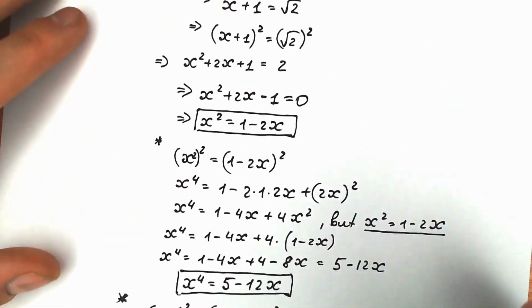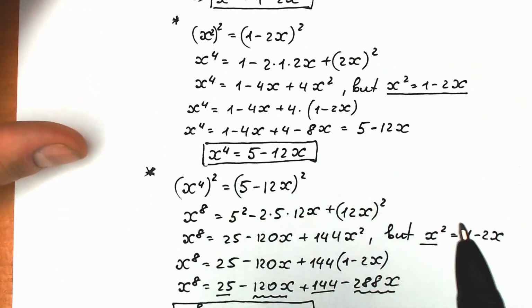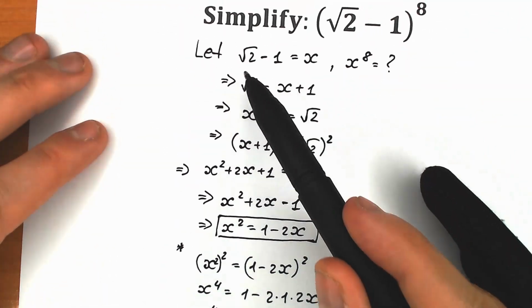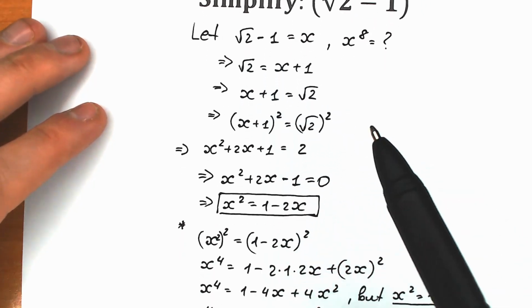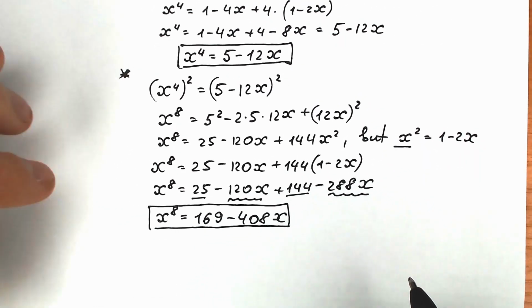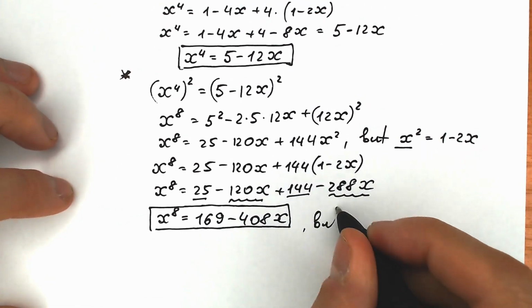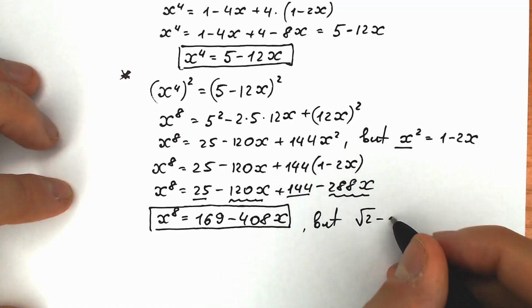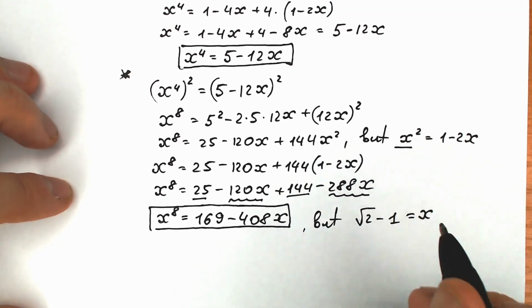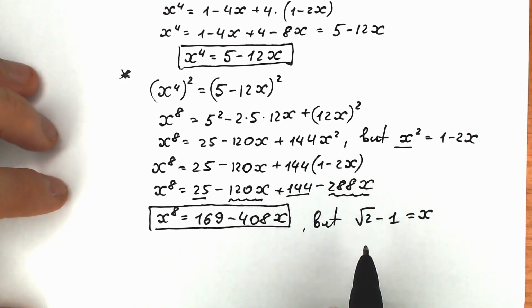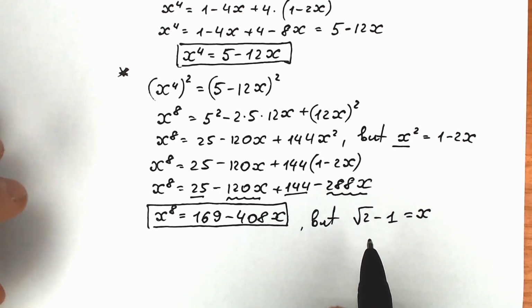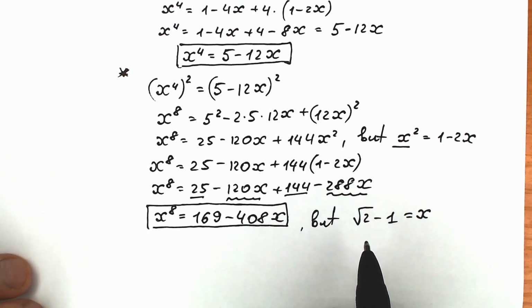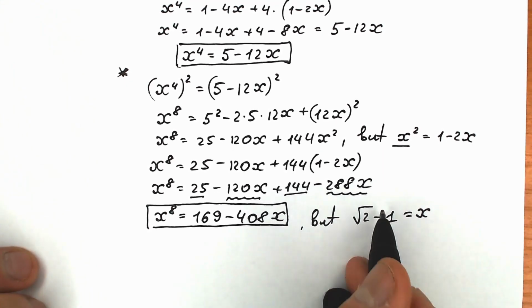In the beginning we need to find x to the 8th power, but don't forget about this one: square root of 2 minus 1 equals x. So let's write this expression right here. Now, instead of x, we need to plug in square root of 2 minus 1, the expression we had in the beginning.